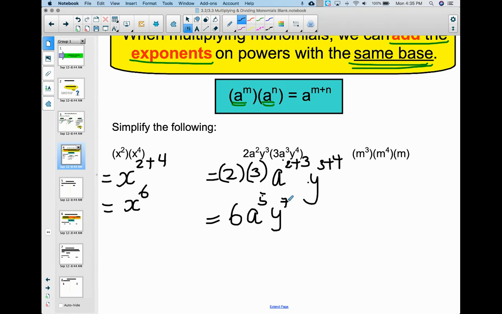All right. In this case, we have 3 monomials. However, all the bases are the same, which is m. So we can simply add the exponents together. And m on its own is m to the power of 1. And now our final answer is m to the power of 8.